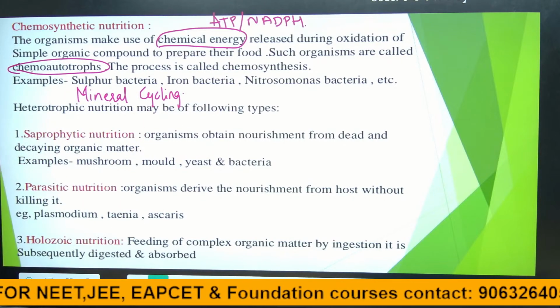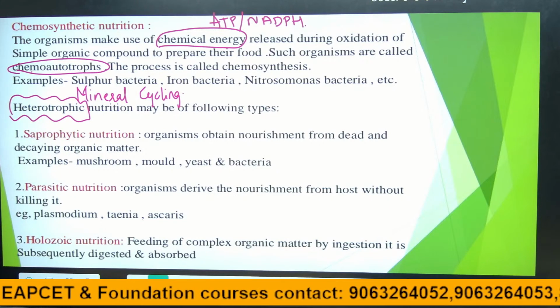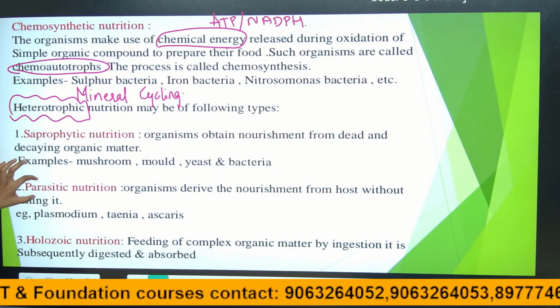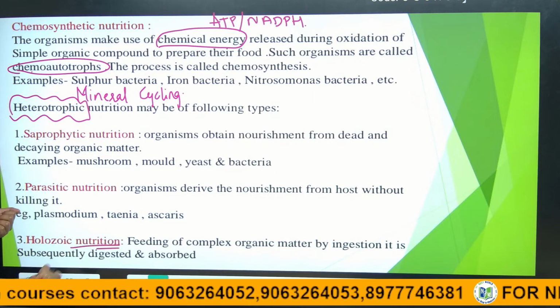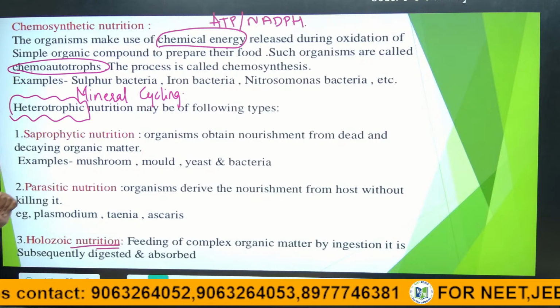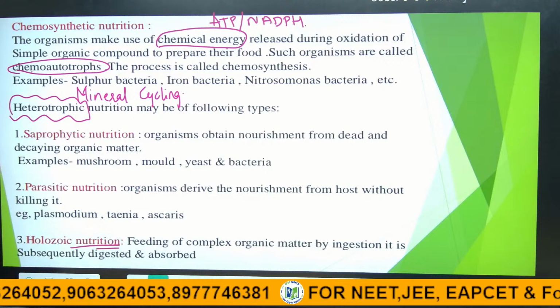Clear? Now, heterotrophic mode of nutrition, wherein it is saprophytic, parasitic and holozoic, and the symbiotic mode of nutrition is not given. I will explain to you, no problem. Saprophytic nutrition: organisms obtain nourishment from dead and decaying organisms.